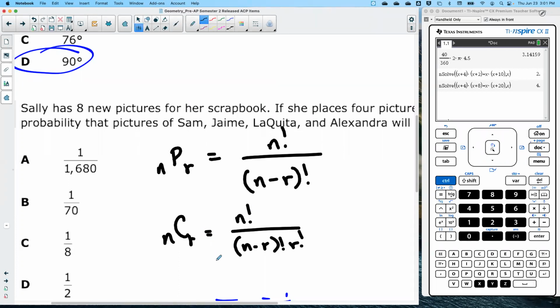It's gonna be the smaller one. I was thinking that was NPR. So N is how many you have. How many do you have? 8. And I think we can actually do this in our calculators. Let's try it. The calculator does this. Type in NPR.